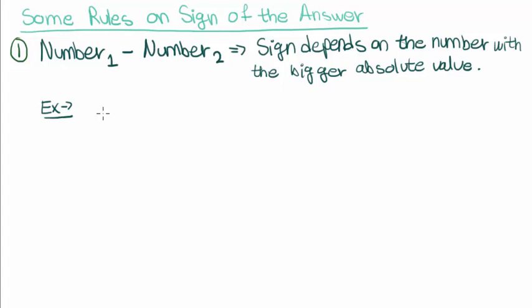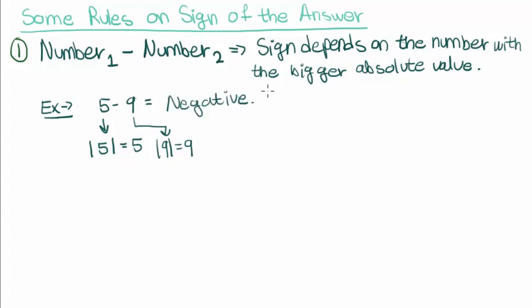Now let's do an example of this problem. Let's say I have something like 5 minus 9. In order to determine what the sign of my answer will be, all I need to do is take the absolute value of the two numbers that are present in the problem. Absolute value of 5 is 5, and we know that the absolute value of 9 is 9. And since 9 is greater than 5, the answer's sign will be the same sign that is in front of the 9. And since the sign in front of the 9 is negative, the answer will have a negative sign.